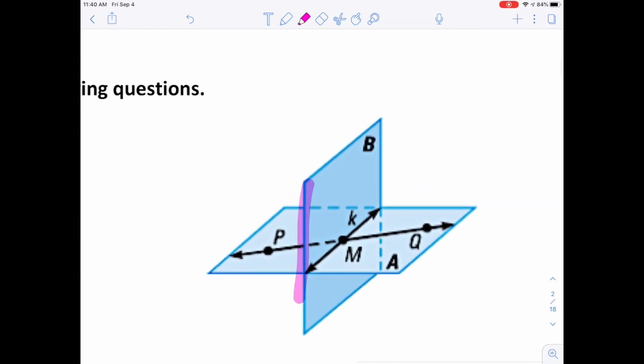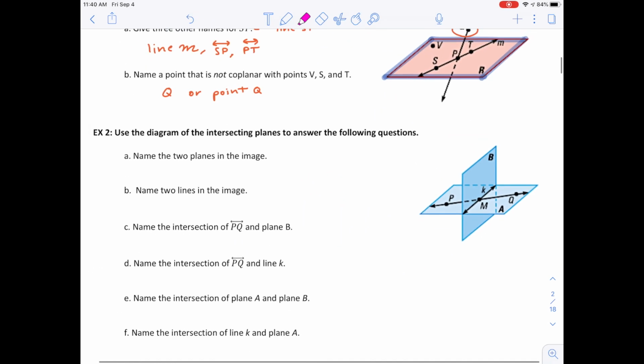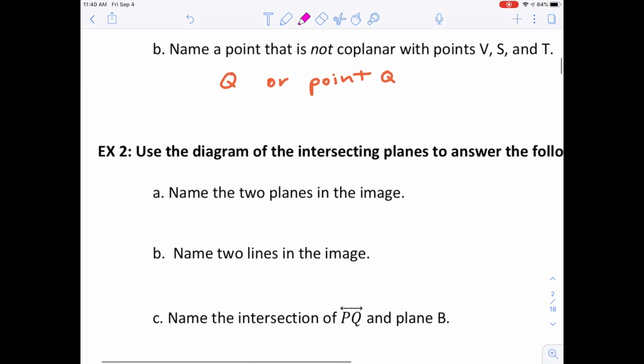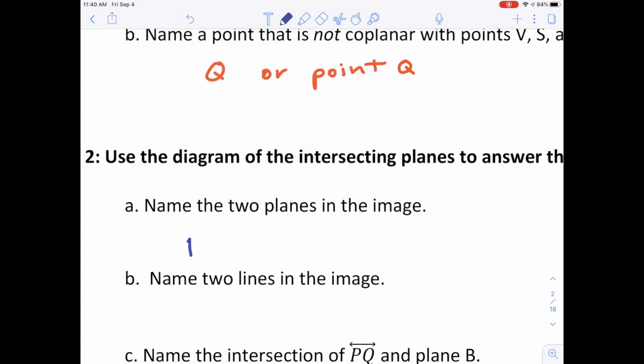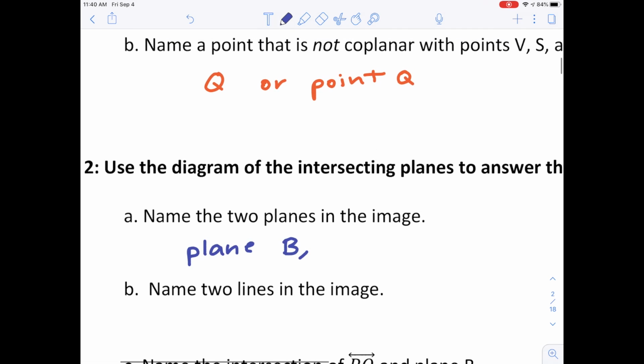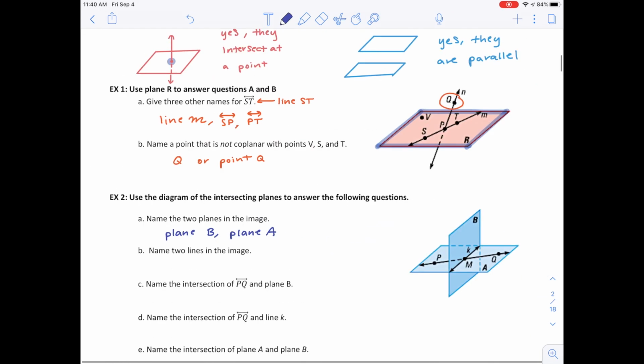Well, we have 2 planes going on here. We have this plane, which is plane B. We have this plane, which is plane A. Okay, I know that the name of the planes is in the corners. You could also define it by the points, but I say we do the short little nicknames because, you know, let's be lazy. So plane B, plane A.